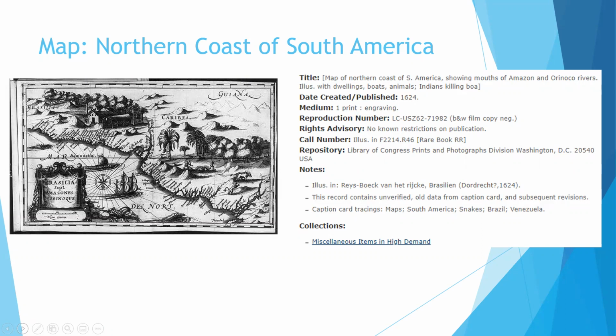So this is an engraving. And this again is owned by the Library of Congress, and the digitized image is shown above left, and the description can be found in the Library of Congress digital collection. Notice that there are only 9 Dublin Core elements for this map. So there's title, date created / published, medium, reproduction number, rights advisory, call number, repository, notes, and collections. So there really must not have been too much information about it, but I think that the information provided describes it adequately.